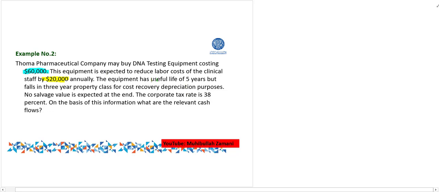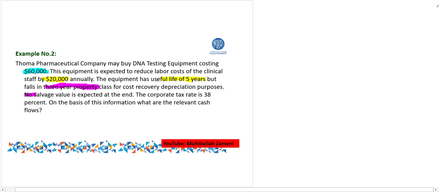Next point is the equipment has a useful life of 5 years, but falls in the 3 years property class for the cost recovery depreciation purpose. See this point. Useful life of the project is basically 5 years. For how many years? For 5 years. But for the purpose of calculating the depreciation, it comes under the 3 years property class. How many years? 3 years property class. This is the next information.